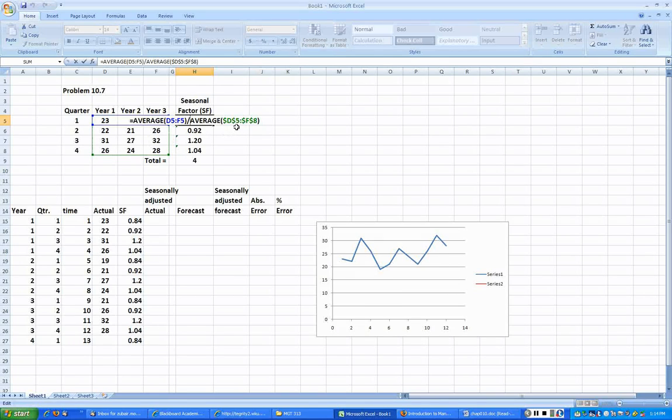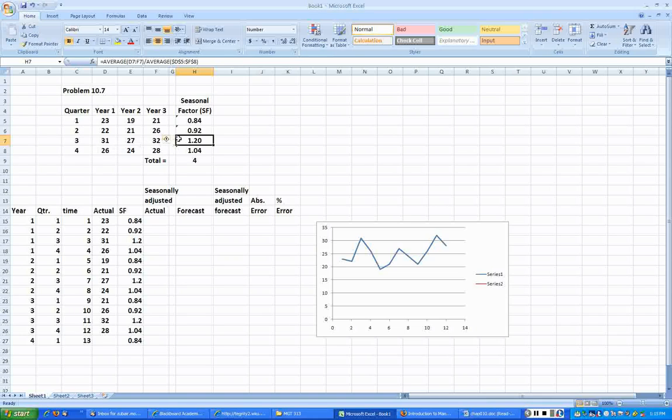So that's why that dollar prefix there. That's 0.84. And likewise here, this is the average of quarter 2 divided by the total average for the entire 3 years. Okay, so here it says that on an average, quarter 1 sales are about 16% down. Quarter 2 are about, compared to average, 8% down. And compared to average for the third quarter, the sales are about 20% higher. And quarter 4 about 4% higher.